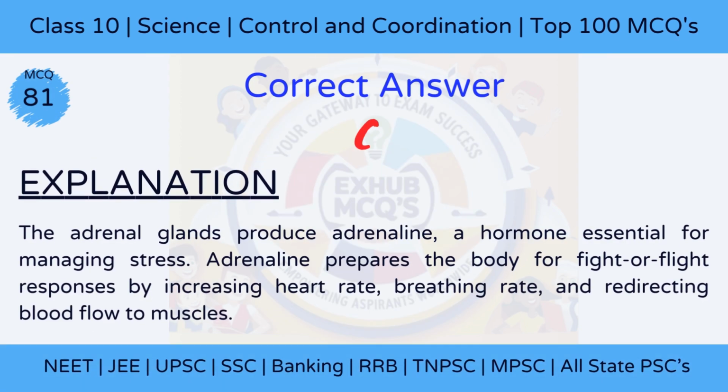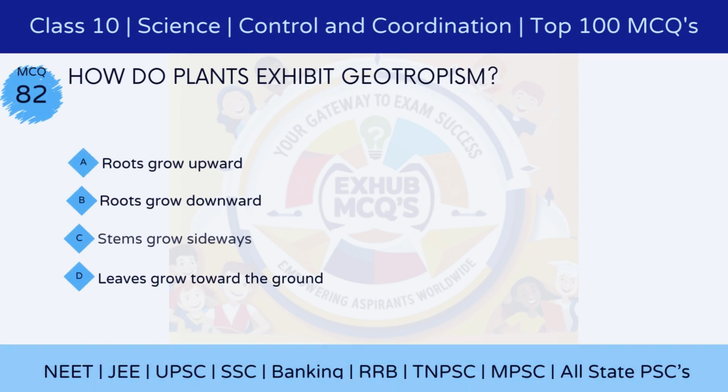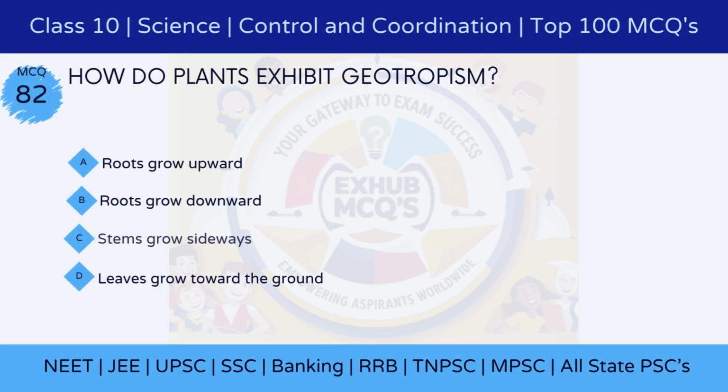The correct answer is option C, produce adrenaline for stress response. Explanation: the adrenal glands produce adrenaline, a hormone essential for managing stress. Adrenaline prepares the body for fight or flight responses by increasing heart rate, breathing rate, and redirecting blood flow to muscles. MCQ82. How do plants exhibit geotropism?